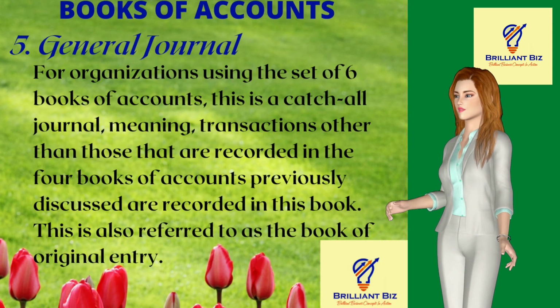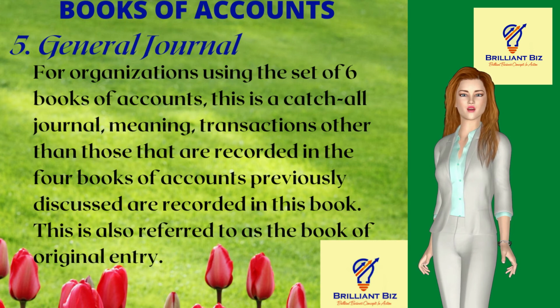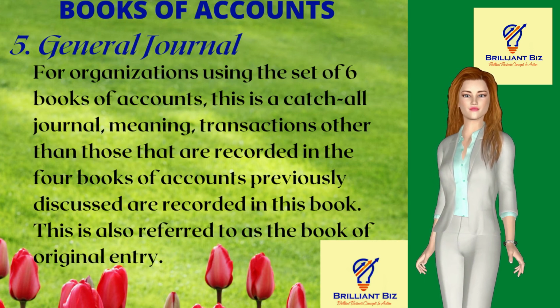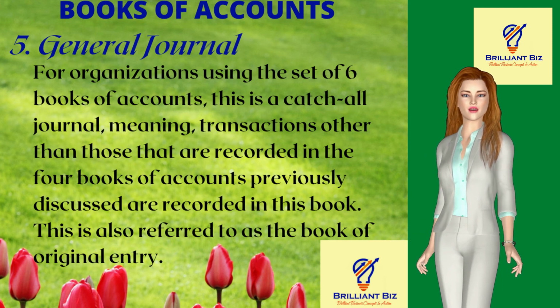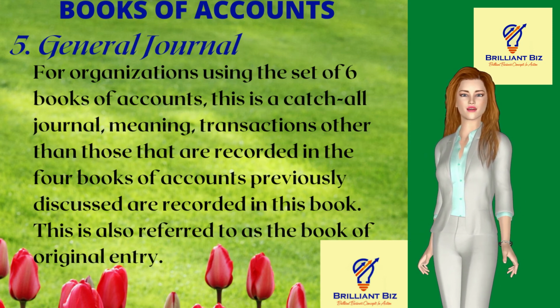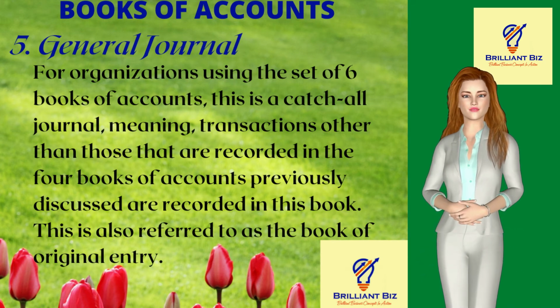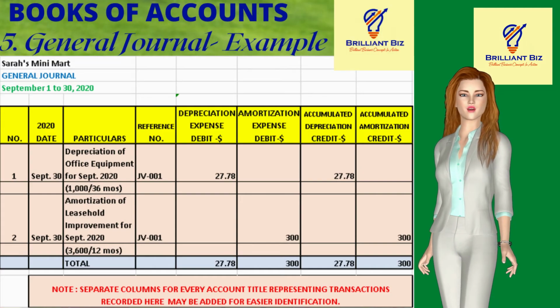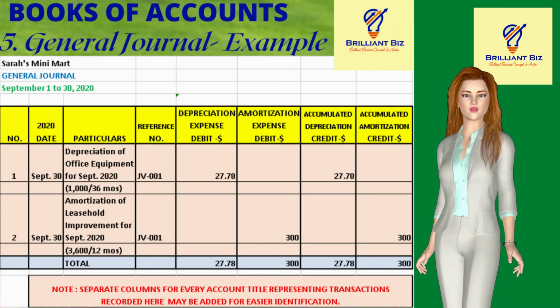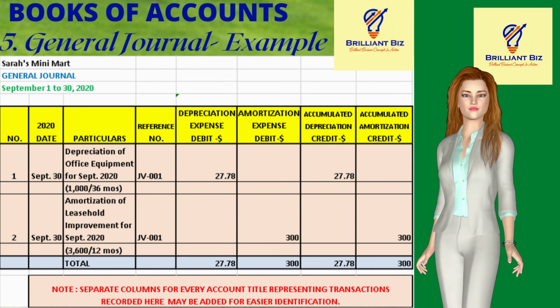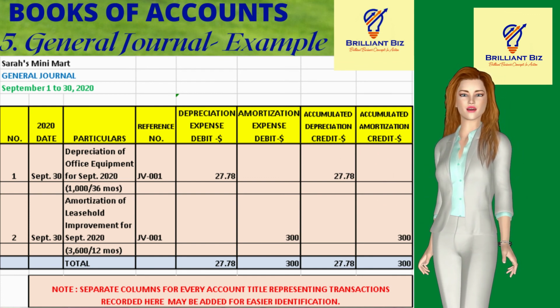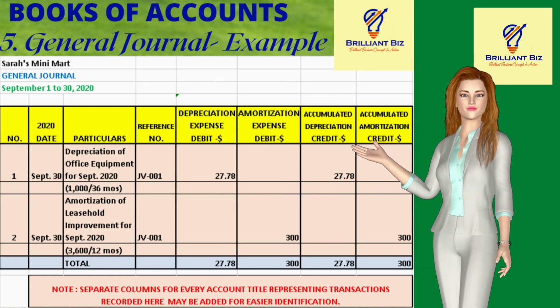Number 5, General Journal. For organizations using the set of 6 books of accounts, this is a catch-all journal, meaning transactions other than those that are recorded in the 4 books of accounts previously discussed are recorded in this book of accounts. This is referred to as the Book of Original Entry. This is an example of the General Journal. It records the business transactions in the order of dates they transpired or happened. Some of the transactions that are recorded here are depreciation, amortization, reclassification of accounts, and other adjusting entries.